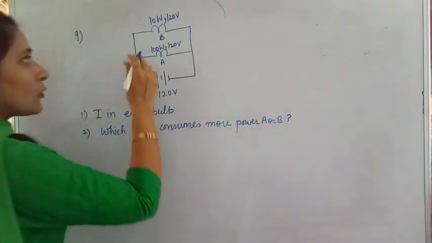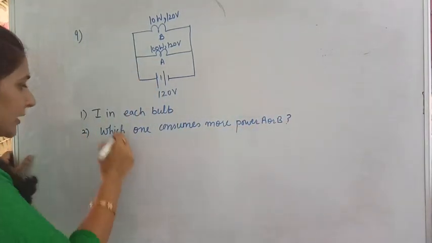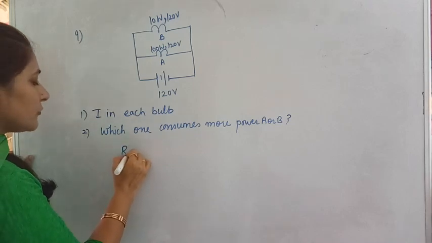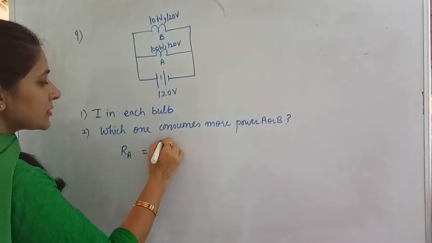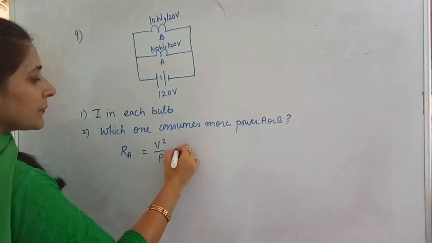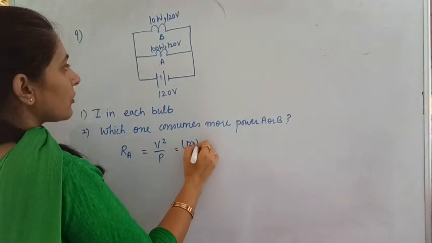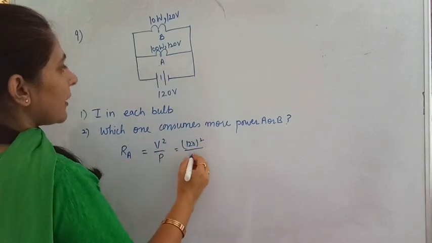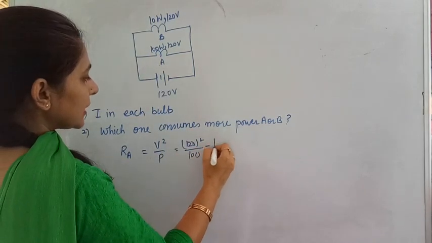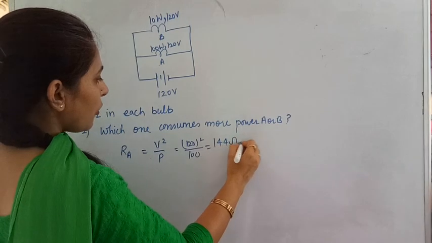So let's start. First we have to calculate the resistance for each bulb. We are starting with the first one. Resistance for the first is given by V square upon P. Similarly, V for A is 120, the square of this, and power is 100 watt, and when you calculate, you will get 144 ohms.